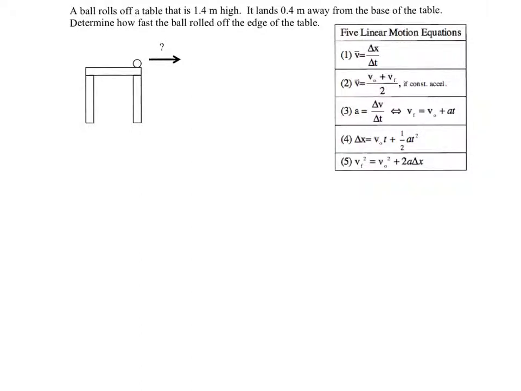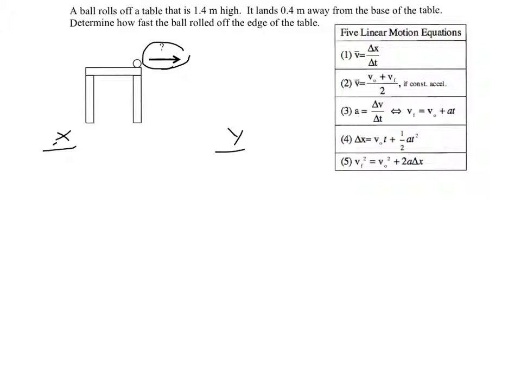Alright, here is a horizontal projectile problem. I call it a horizontal problem because the ball is initially moving off this table in the horizontal direction. Now all projectile problems are basically the same. It's all about breaking down your variables into the two components. So we have our x variables and we have our y variables.